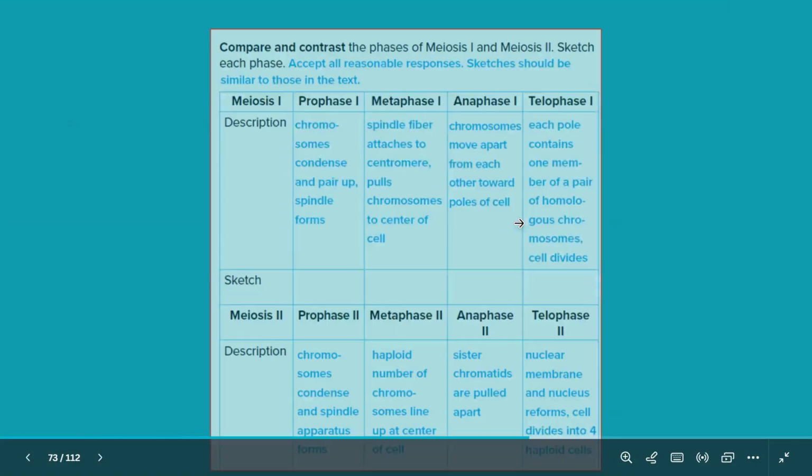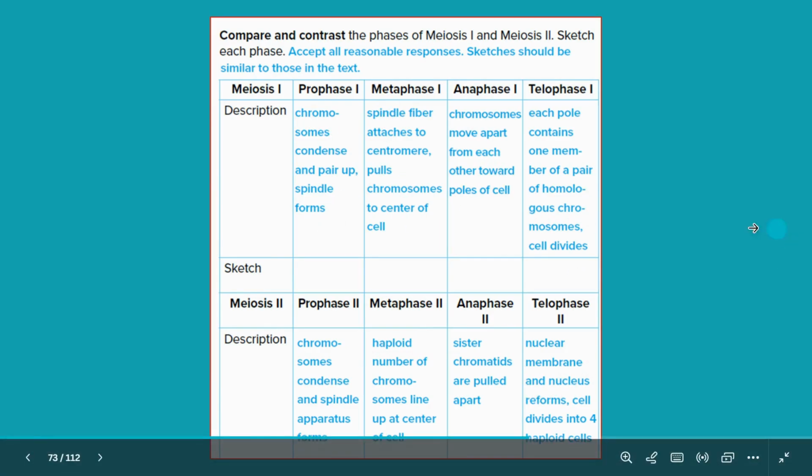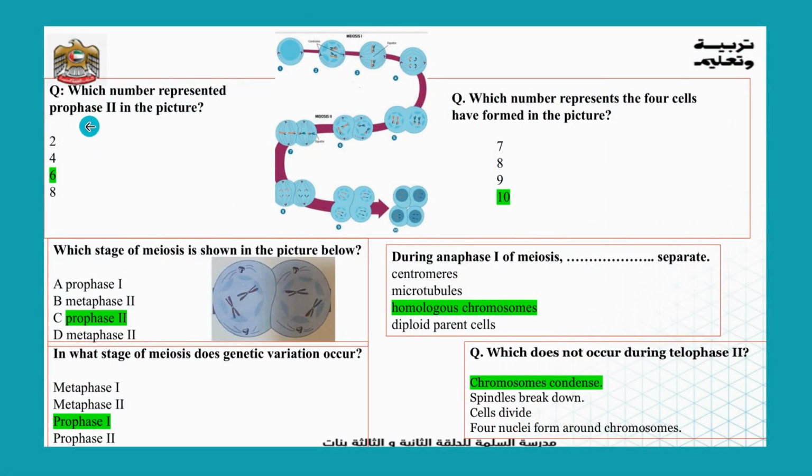This is meiosis. Here they have given you the description of all the phases. Which number represented prophase 2? So you can see in meiosis 2, you are always seeing two cells, two cells. Here you have a single cell.